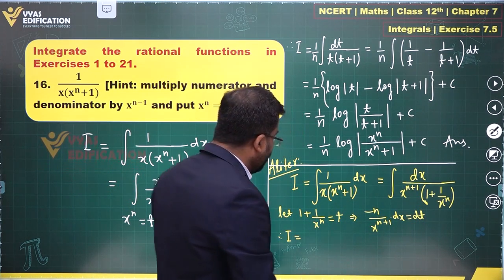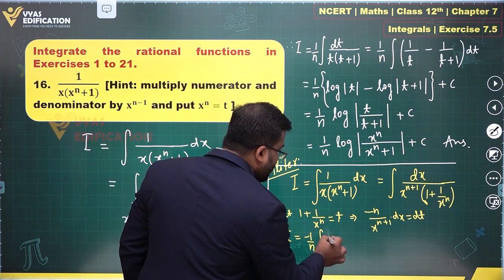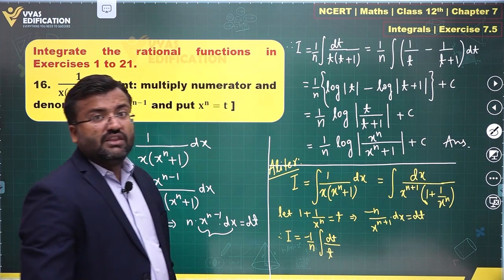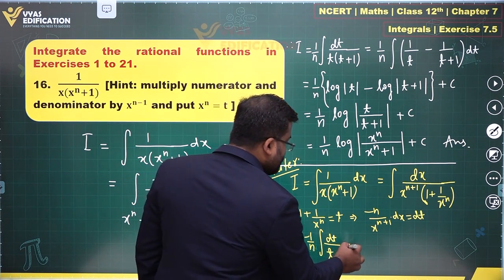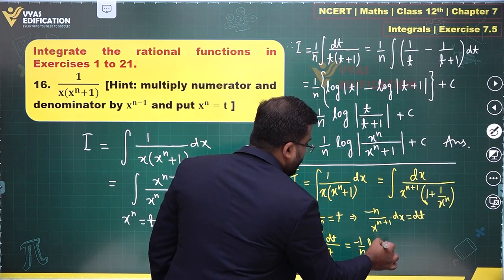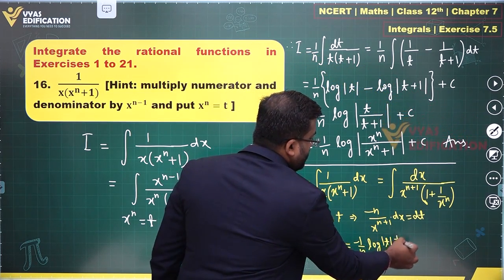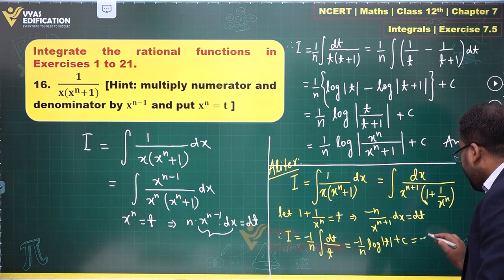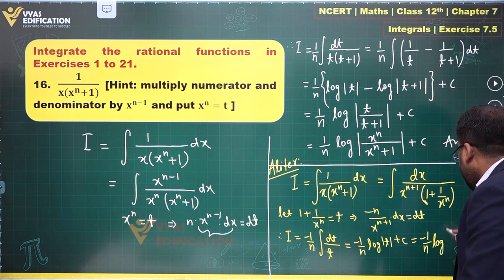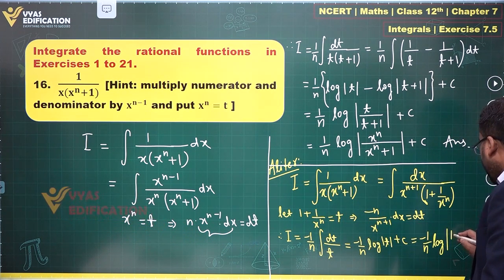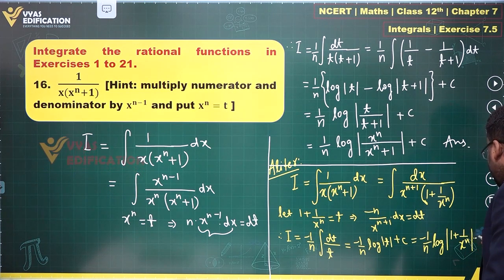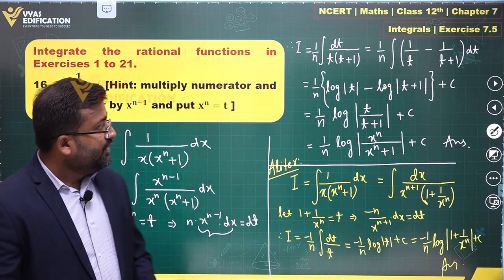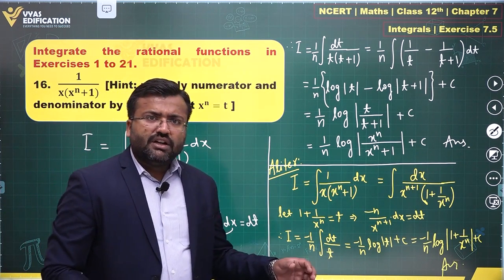So dt upon minus n, or minus 1 by n integral dt upon t, where 1 plus 1 upon x power n is this t over here. This is what you get, right? And yes, this is minus 1 by n log modulus t, plus constant. That is my final answer, except that we have to substitute the value of t over here. This is minus 1 by n log modulus of 1 plus 1 upon x power n, plus constant, and that is my required answer for this particular question. So the answer has been found in two different ways, but the answer should be the same, right?